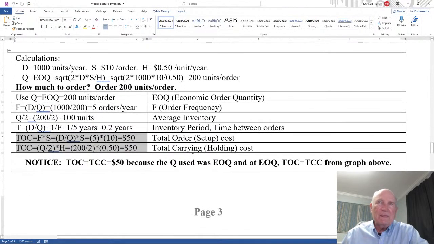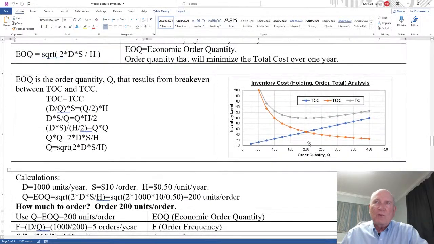And there you go. Now, if Q is a little bit more, here's Q here. If it's more than 200, say 250, then my ordering cost would be lower than my carrying cost. My carrying cost in blue is higher than my ordering cost. If my quantity is less than 150, then my ordering cost is more than my carrying cost, and my carrying cost is less than my ordering cost. So they're equal only at EOQ.